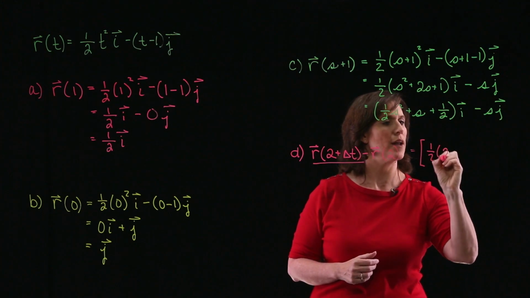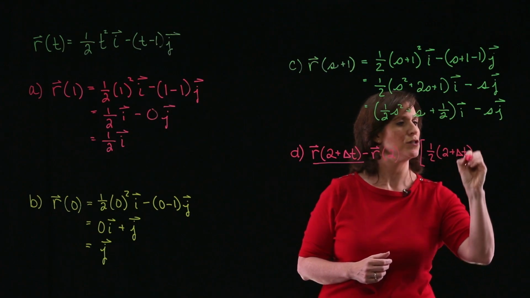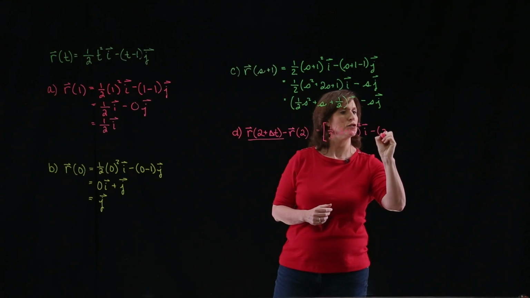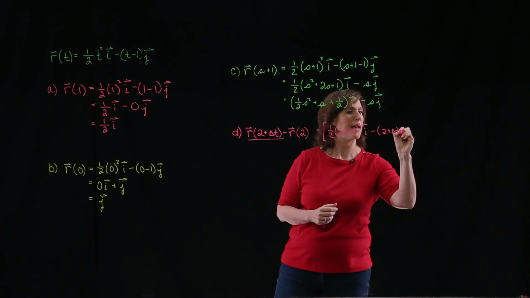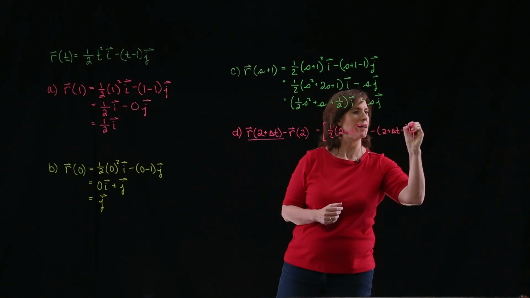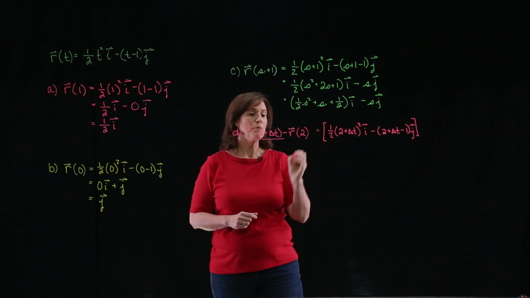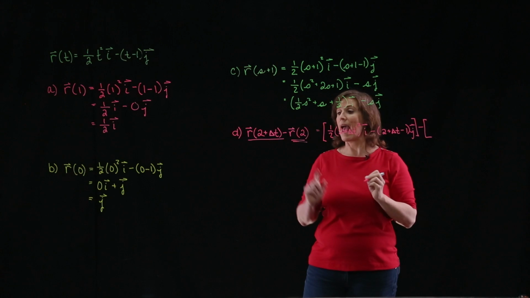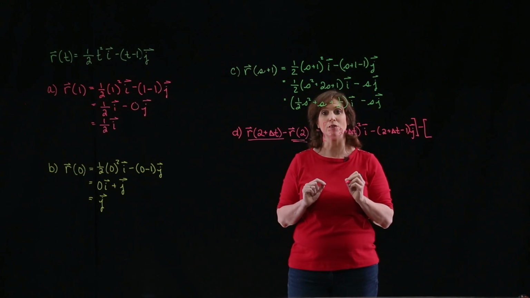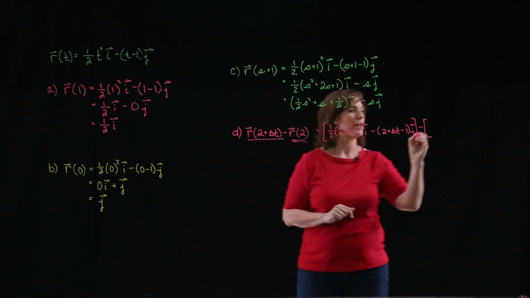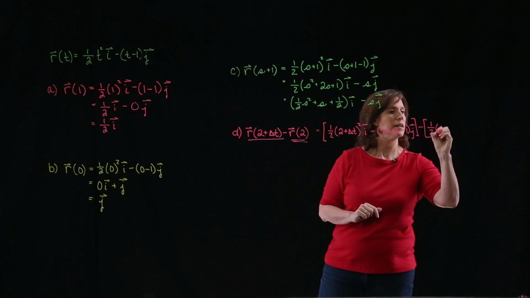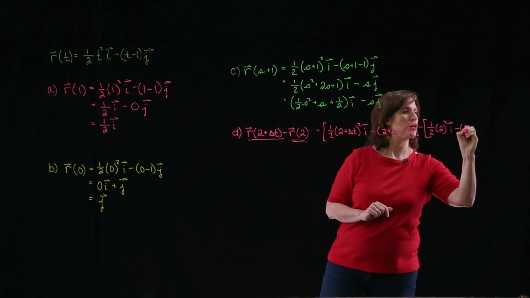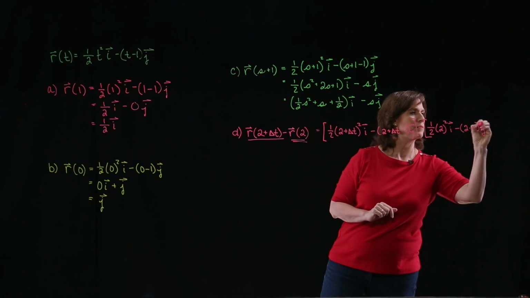1/2 times the quantity 2 plus delta t squared times vector i minus 2 plus delta t minus 1 times my vector j. Then I'm going to subtract r of 2. Every time I see a t in my original vector-valued function, I'm going to replace it with a 2. So that's going to be 1/2 times 2 squared times vector i minus 2 minus 1 times vector j.